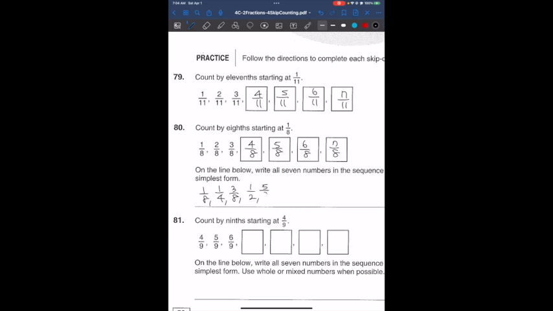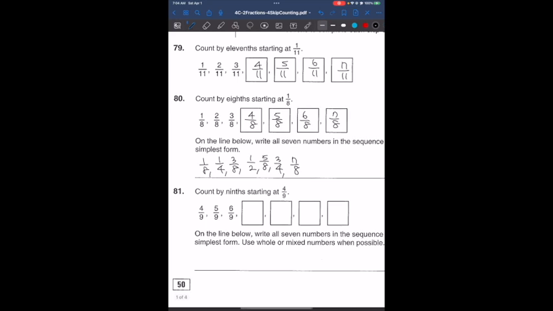Then we have 5 over 8. 6 over 8, again, we can divide both the numerator and the denominator by 2. So that gives us 3 over 4. Then we have 7 over 8.